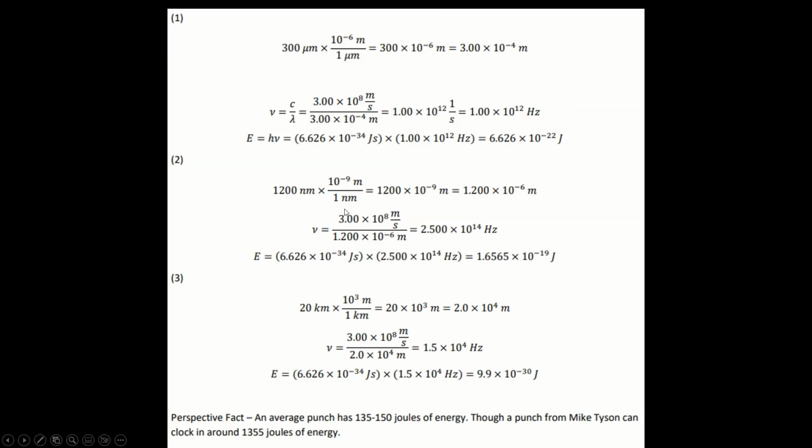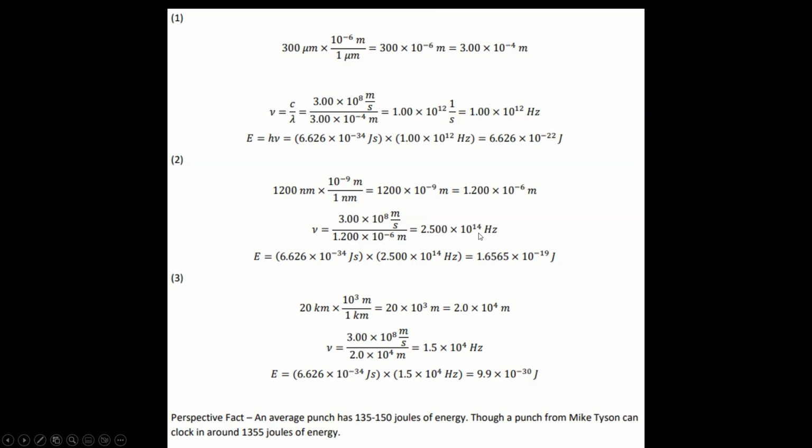Frequency would be our speed of light, 3 times 10 to the 8th meters per second, divided by what we just got in meters for our wavelength, giving us 2.5 times 10 to the positive 14 hertz. And then energy, we just take Planck's constant, 6.626 times 10 to the negative 34 joule seconds times our frequency. And that comes out in scientific notation to be 1.6565 times 10 to the negative 19 joules.